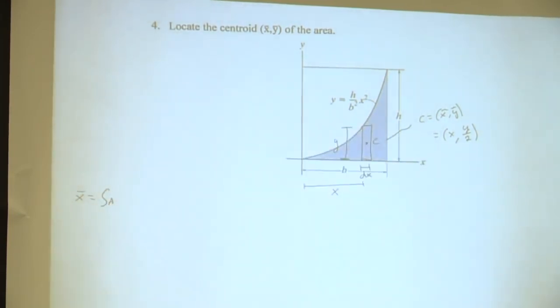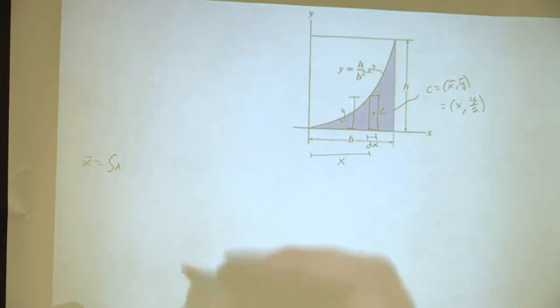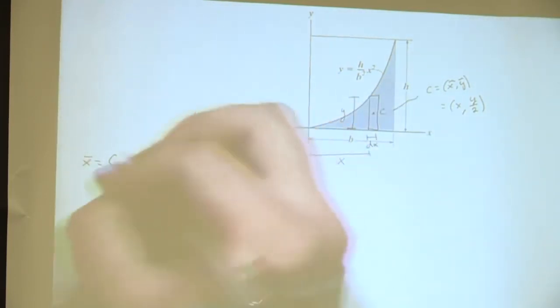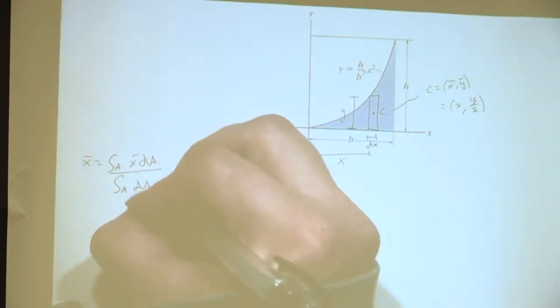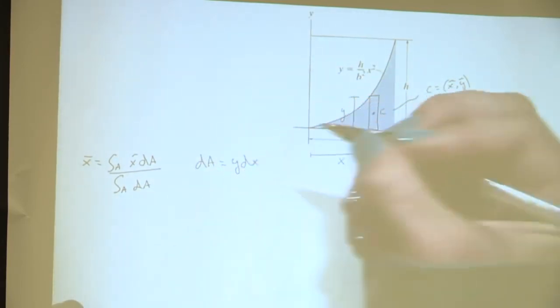So the integral of A of what? X, Y, dx. So we have the x squiggly dA. Now what is dA equal to? Awesome, so we have dA is equal to y dx.